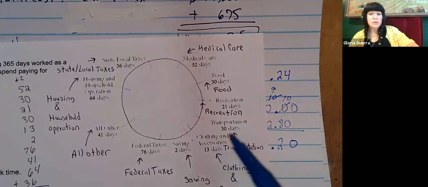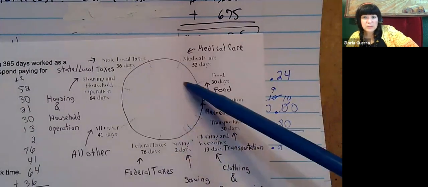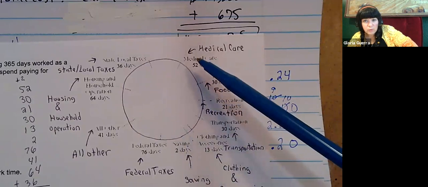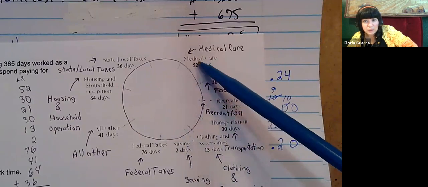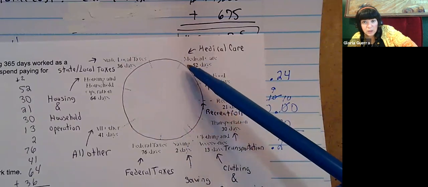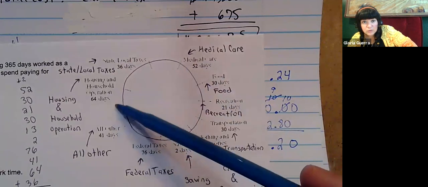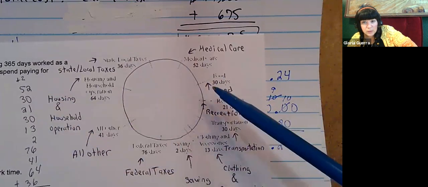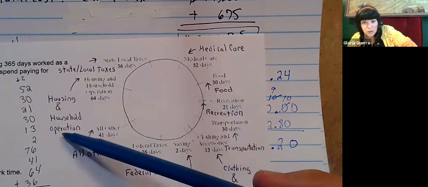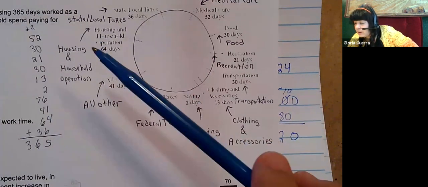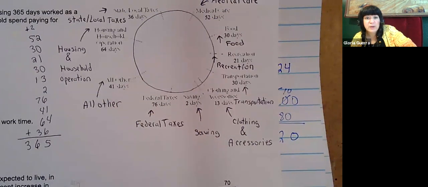is, if you take a look at the circle, my printer didn't come out with such a great printout because it didn't show the sectors and the printing. You can see how I had to write over this because this came out really light. Like this is saying medical care. But what I did do is I took all these numbers, went clockwise, and added them up. You can see I started with 52, then 30, then 21, all the way through until the last thing I added was 36. And I did add them up, and it did give me the 365 days.